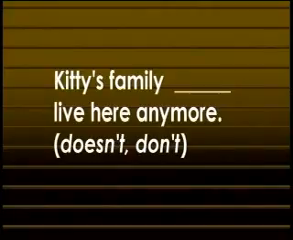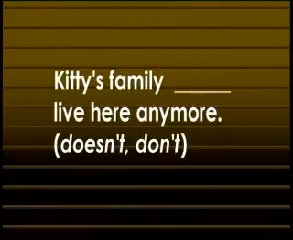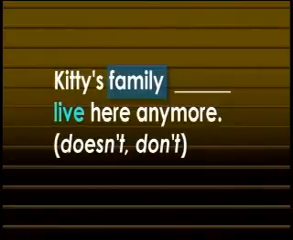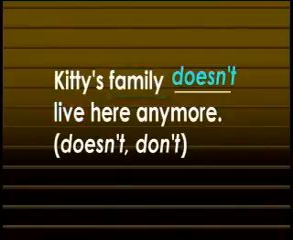Number 7. Kitty's family dash live here anymore. Although a family may have many members, the word family is a singular noun and the verb is live. So the auxiliary verb is doesn't. Kitty's family doesn't live here anymore.